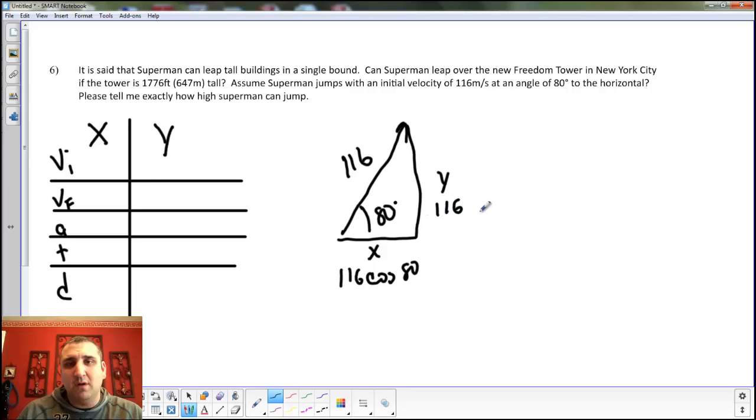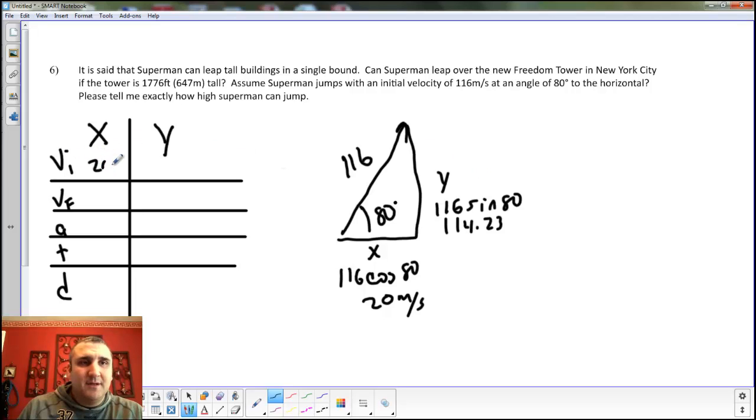And if you do it out, you should end up with 20 meters per second on that side and 114.23 meters per second on the y. So we can plug that in: 20, 20, 0, -10, -114. We'll get into that in a second, and positive 114. All right. So he jumps up with 114, and that means he's going to go up.